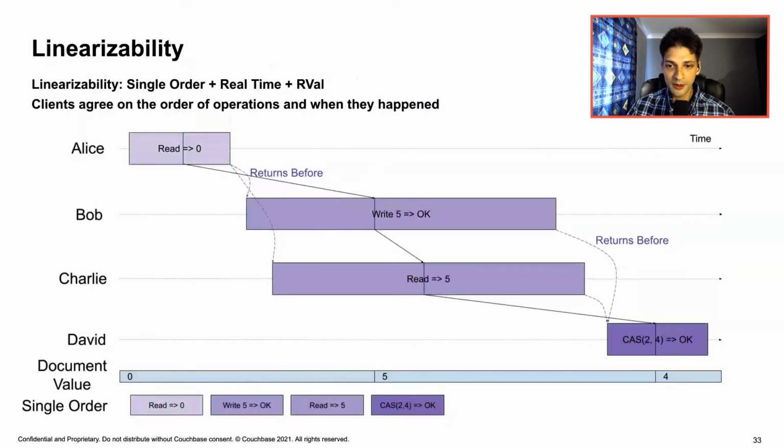Combining single order, real-time, and RVal gives us linearizability, a strong consistency guarantee. There exists some total order of operations that is consistent with the real-time order of operations and obeys the single-threaded rules of the data type. Clients agree on the order of operations and when they happen. However, the real-time constraint limits the possible legal interleavings and therefore comes with scalability and performance costs.